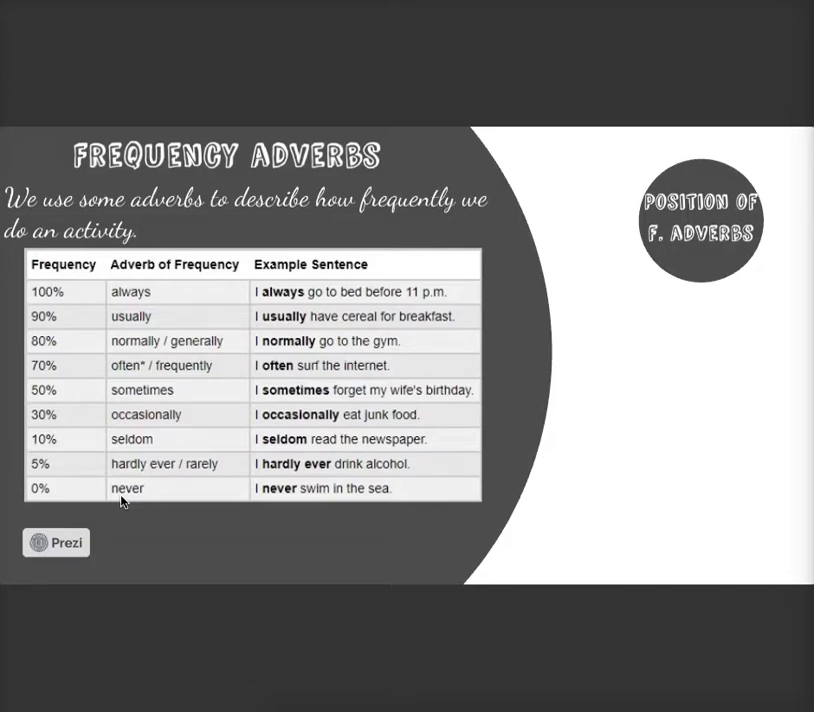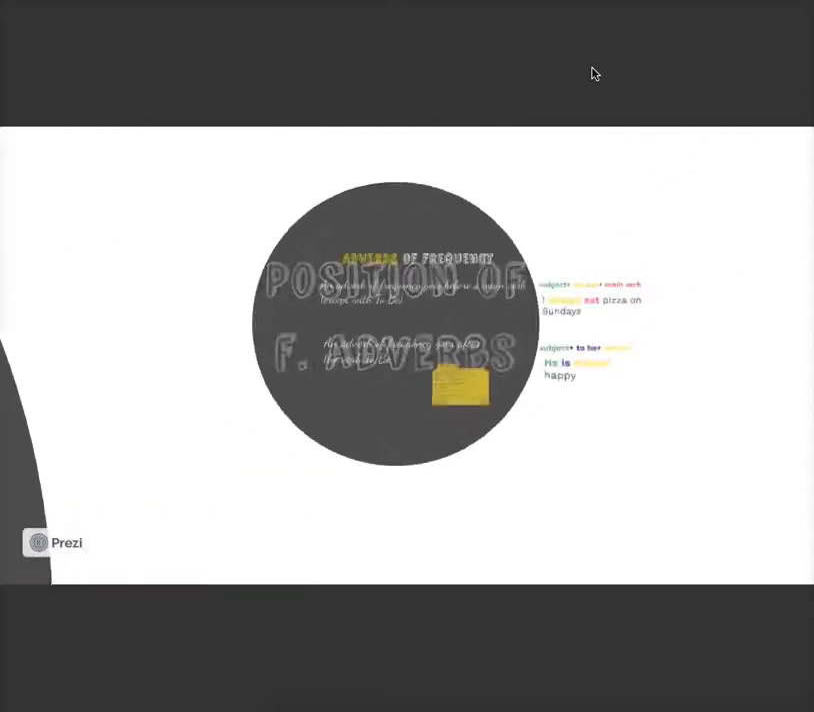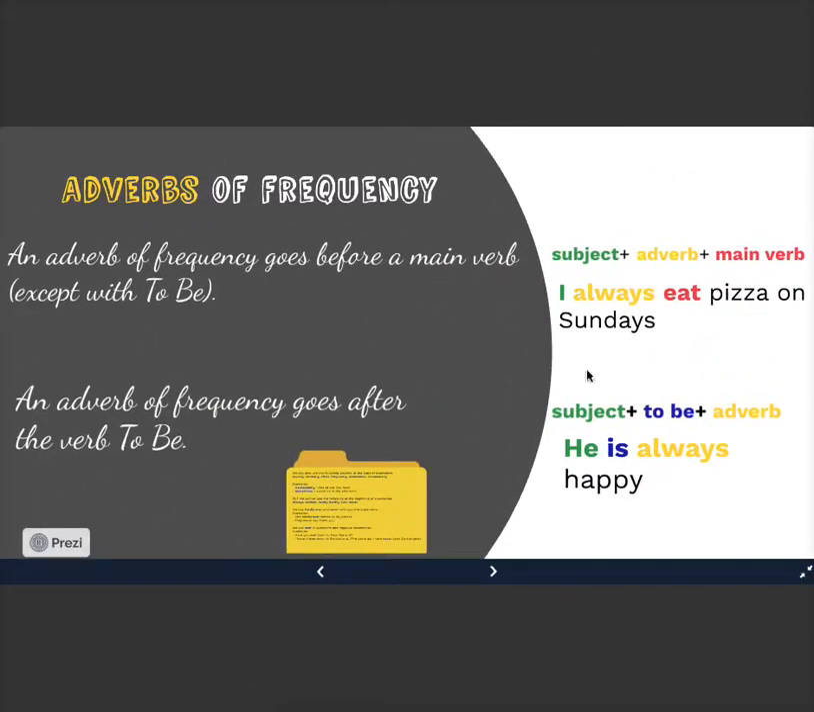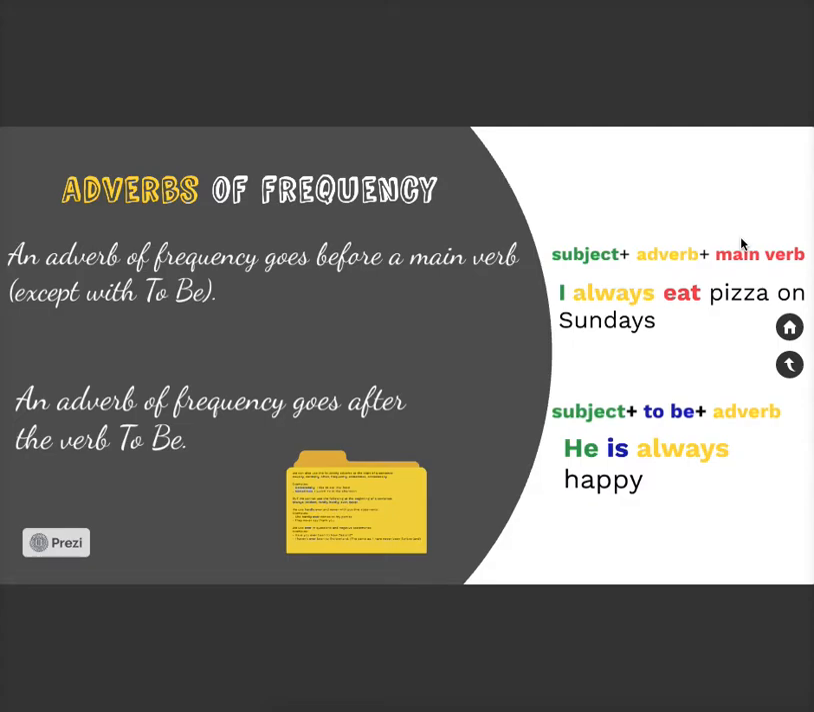Never, never, never. Okay? Now, my dears, when you use these frequency adverbs in present simple, you usually do it like this: the subject plus the adverb plus the main verb. So, I always eat pizza on Sundays. He is always happy. You have two ways to do it, but this is the most common one. You have to put the frequency adverb between the subject and the main verb. Usualmente los van a tener entre el sujeto y el verbo principal. I never eat pizza. I sometimes eat pizza, or something like that, okay?